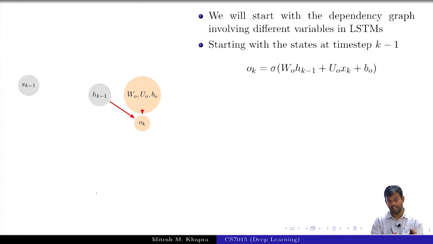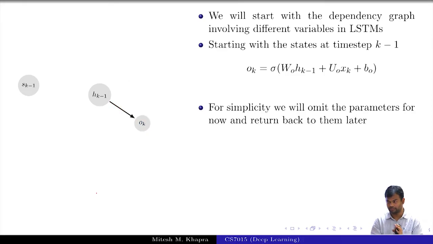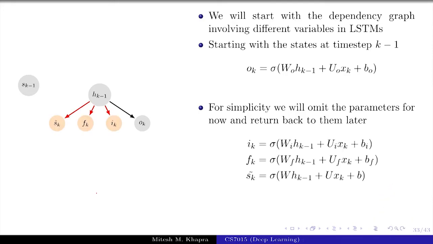Just to make sure that this diagram remains tractable, I am going to get rid of the parameters and I will come back to them later. So right now we will just focus on the states and the gates. Then you have the other intermediate states and the other gates. So you had f_k, you had i_k, so you had these three gates, the temporary state, and then what else? We saw this diagram of all the computations which happen at time step k. How many computations happen? 3 states and 3 gates. So you've seen the 3 gates and this one temporary state. Which are the other two things?